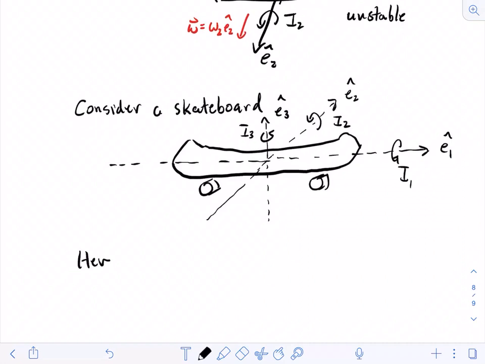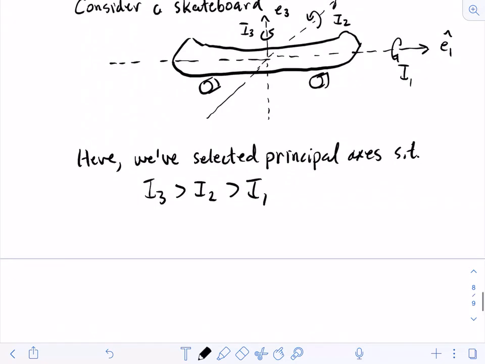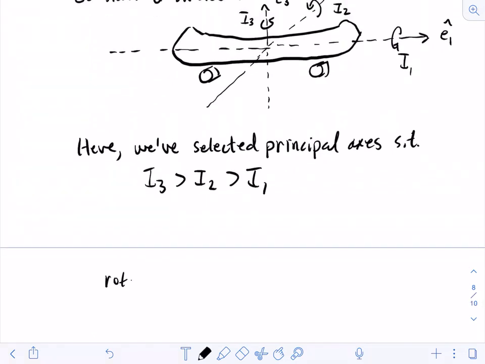So here we've selected the principal axes such that, like above, I3 is the largest, I2 is the intermediate, and I1 is the smallest. So if you did rotations about the E1 hat direction, they would be stable.